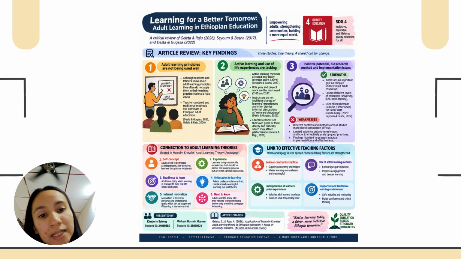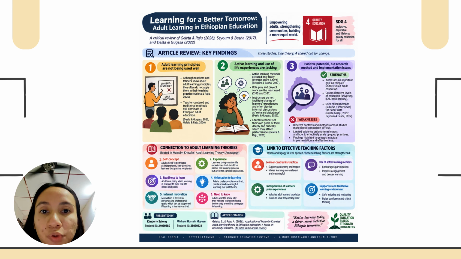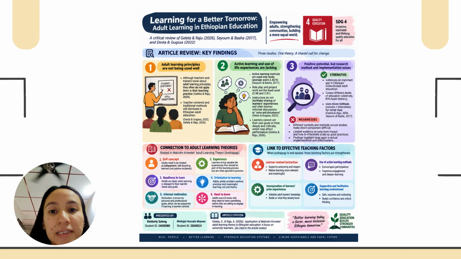Meanwhile, Desta and Guksa observed that facilitators often ignore or dismiss learners' past experiences, sometimes even treating adult learners' informal discussions as noise disturbance rather than valuable learning input. On a positive note, Galeta and Raju recorded high mean scores for instructor feedback and active participation. But overall, instruction remains heavily instructor controlled.